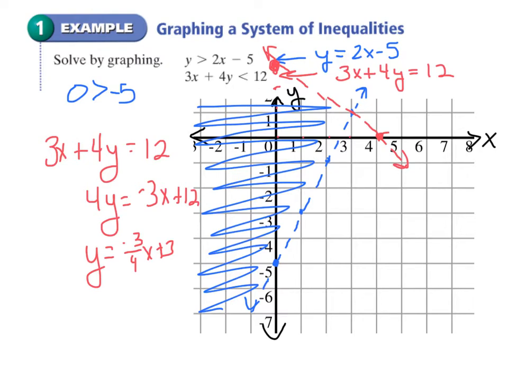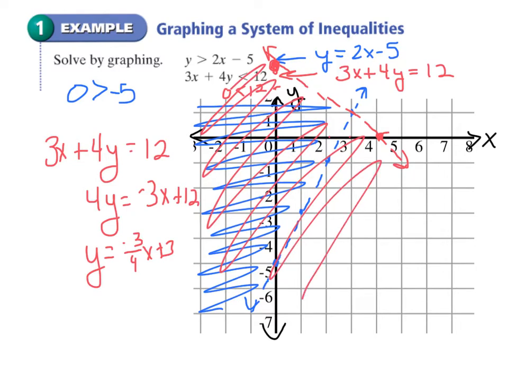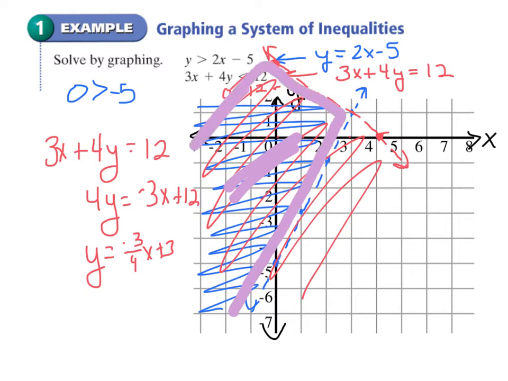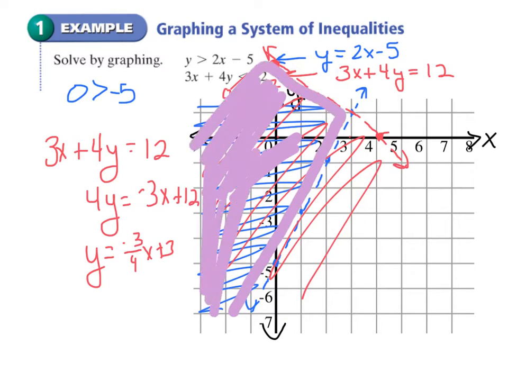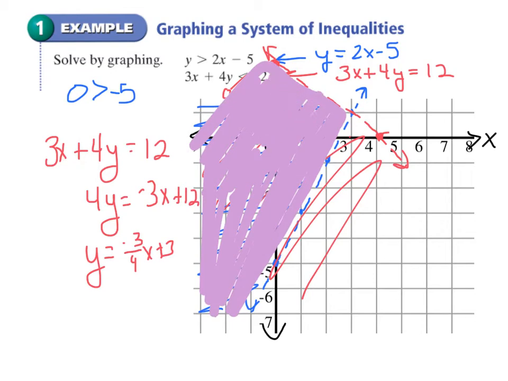On this one, if we pick 0, 0, we get 0 is less than 12, which is true. So we shade underneath. So where is the region that overlaps? The region that overlaps, which I'm going to put in purple, would be this region here, and it would not include the boundary lines because the lines are dotted. So the purple region here would be my answer.